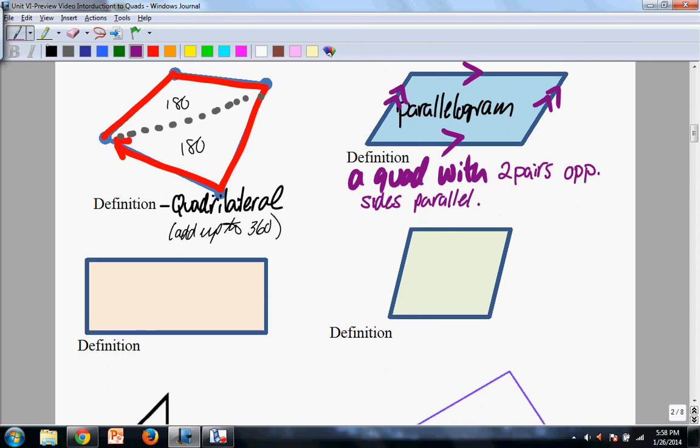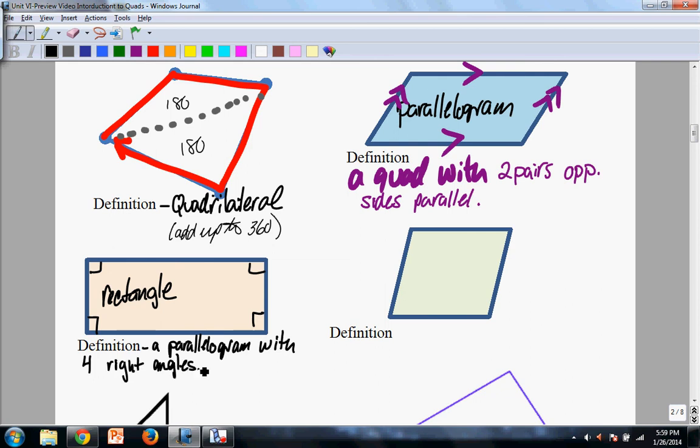Now, a rectangle is a type of parallelogram. And in fact, by definition, it is a parallelogram with 4 right angles. So the definition of a rectangle is a parallelogram with 4 right angles.